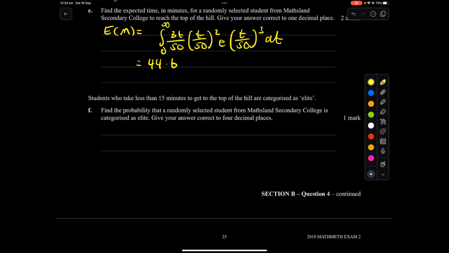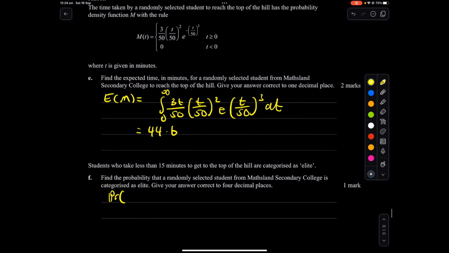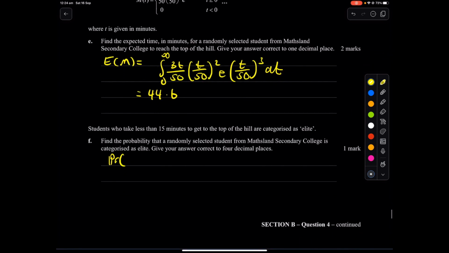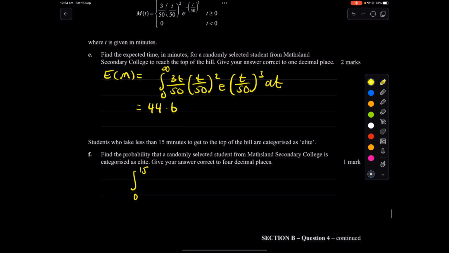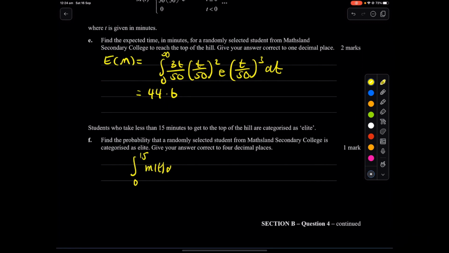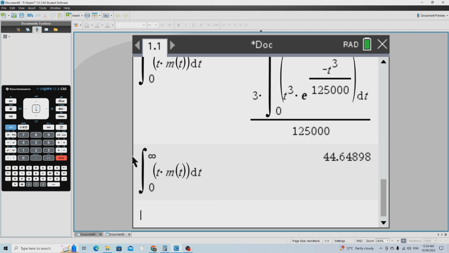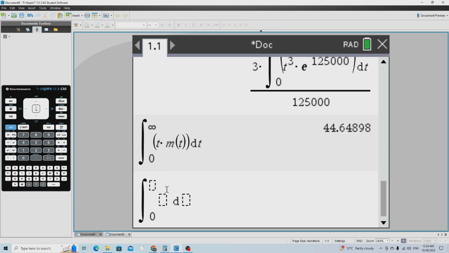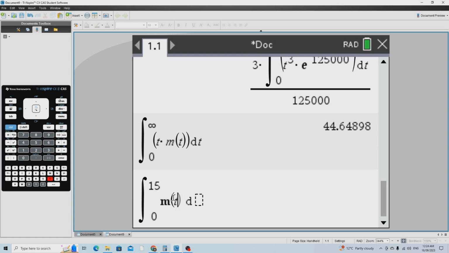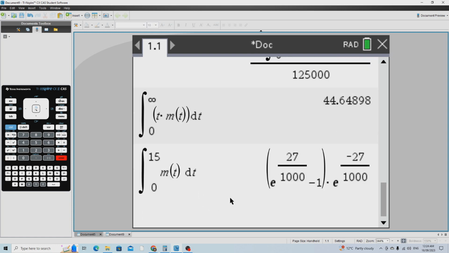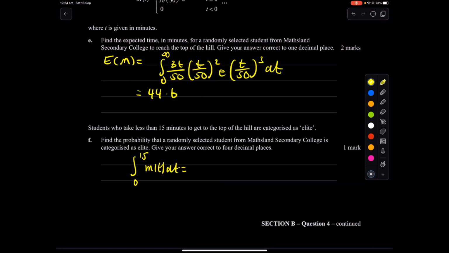Okay, so to be categorized as elite, we want the probability of less than 15. So let's write this as 0 to 15 of m(t) dt. Let's do that in our calculator. So we want the integral from 0 to 15 of m(t) dt. Control enter. So it's this probability. To 4 decimal places, that's 0.0266.